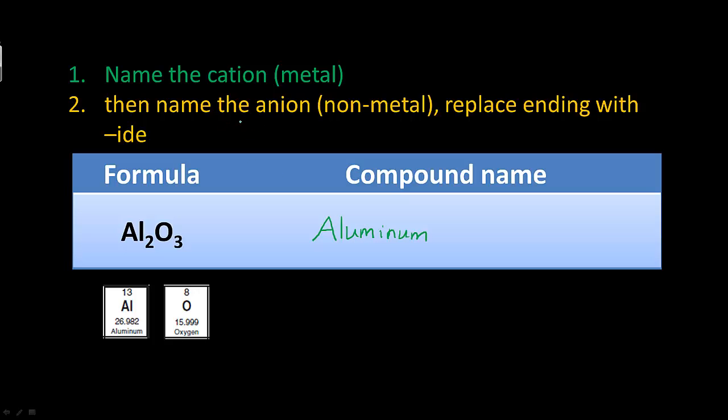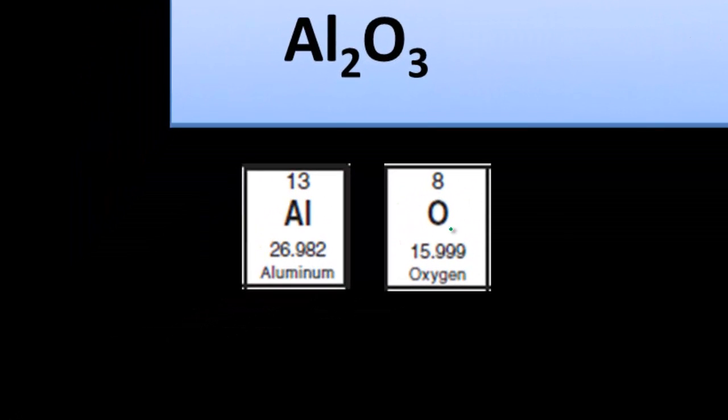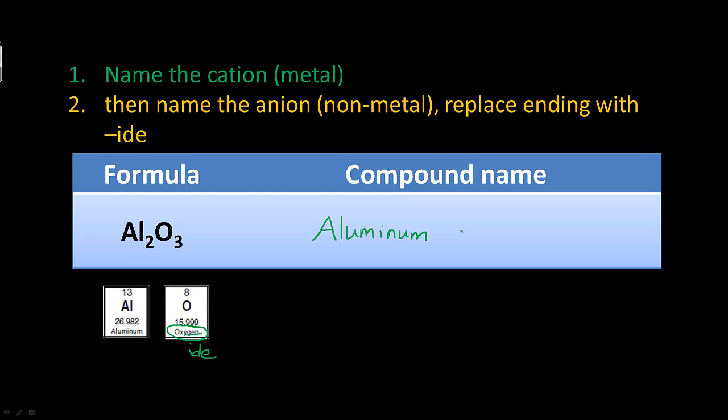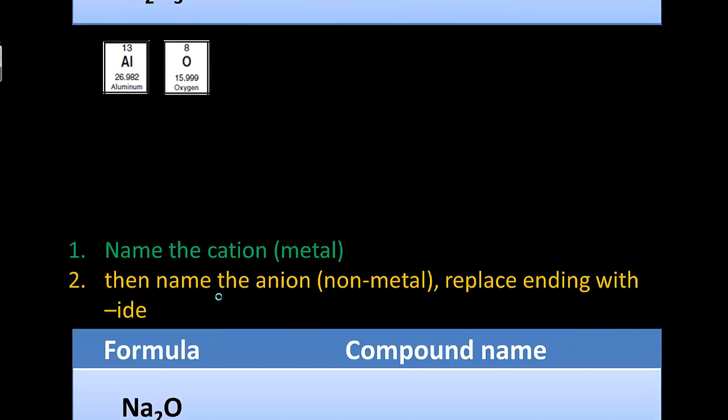Next step. We name the anion, which is the nonmetal, which is oxygen. Now remember, we have to change the ending to IDE, and here the ending would be -gen. So we're going to change that to IDE, and that would be oxide. So the compound name for Al2O3 is aluminum oxide.